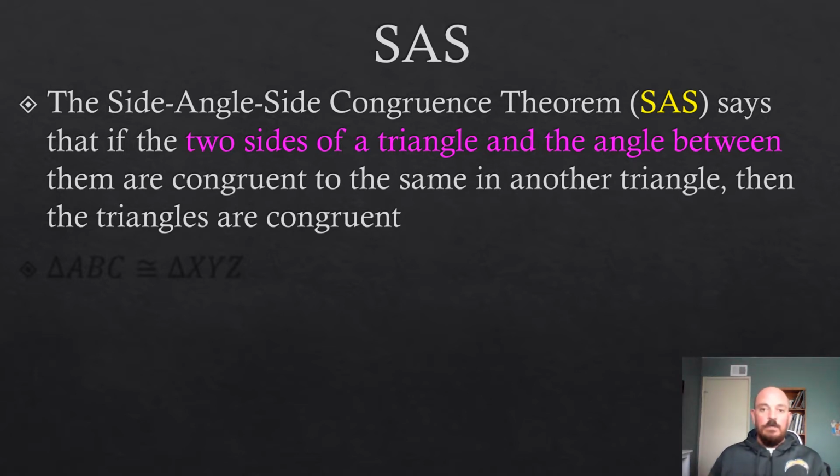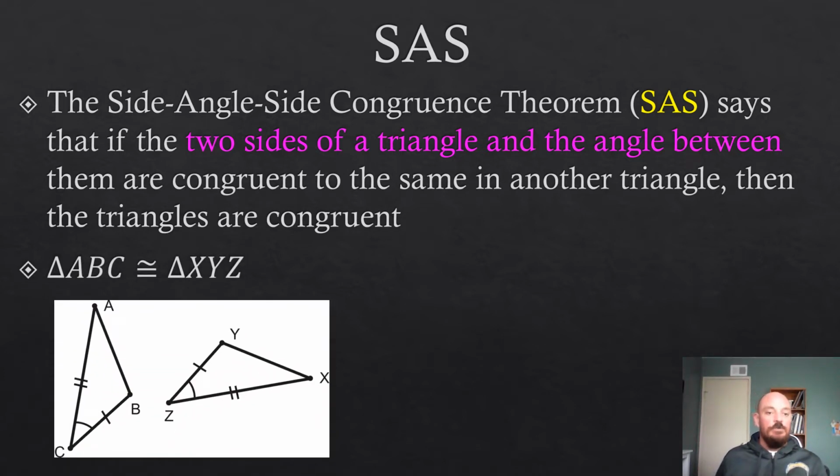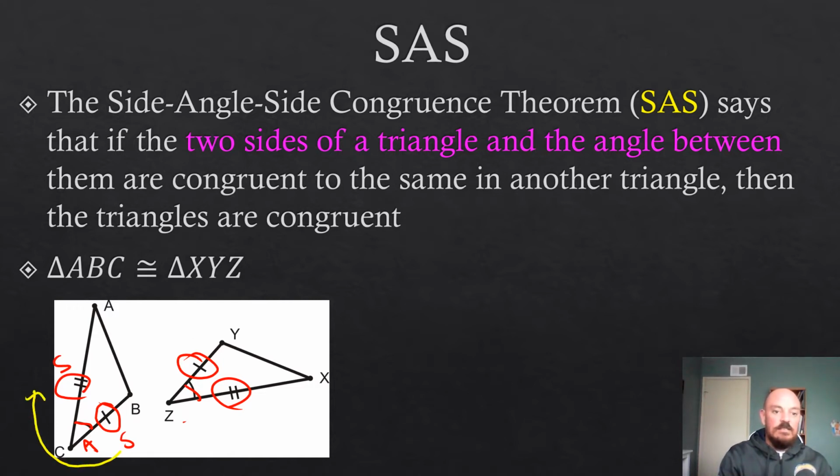Now, they do have to go in order. SAS means going in order around the triangle. It has to go side, then angle, then side, and it has to be the same in both. So here's an example. These 2 triangles are congruent by SAS. Here's your first S right here, side. Here's the angle right here, angle. And then here's the second side right here. So going in order around the triangle, it goes S, A, S, and then over here you have the same S, A, S.